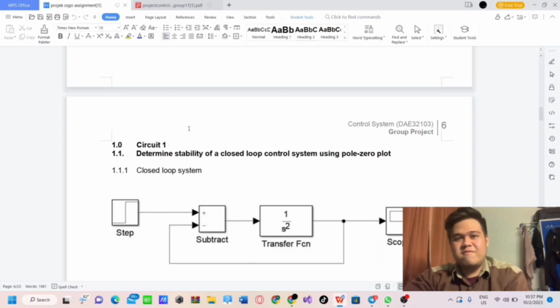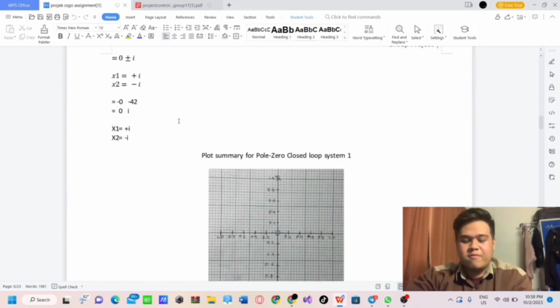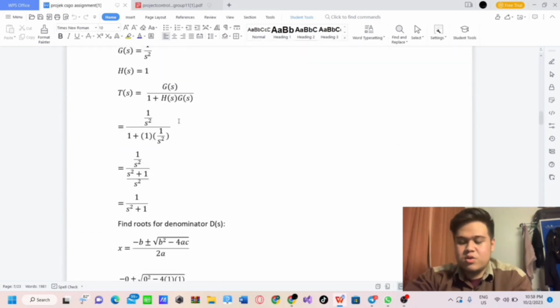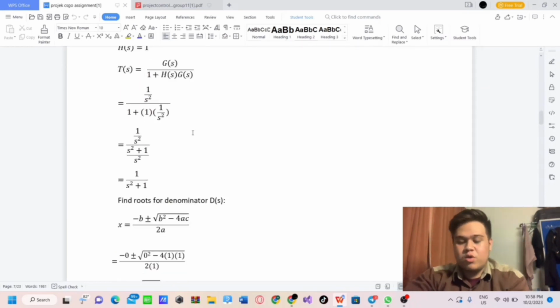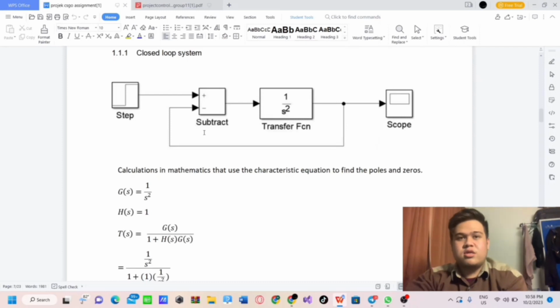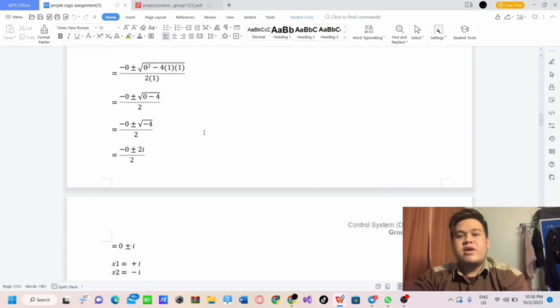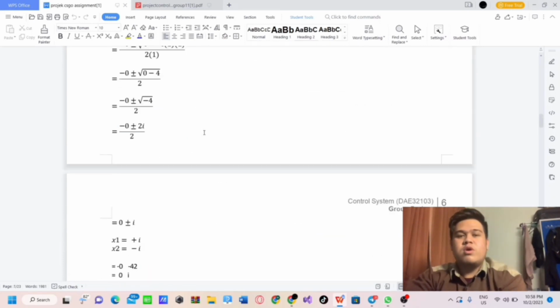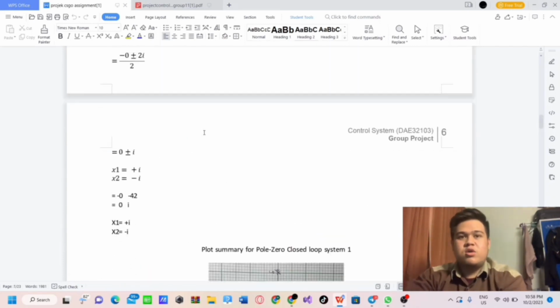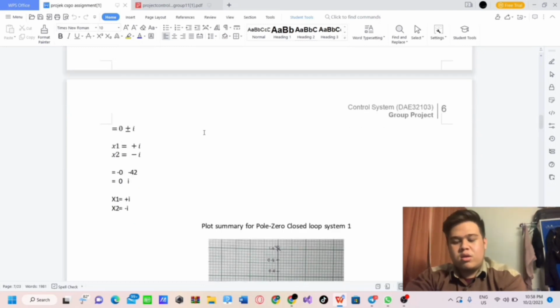For the first objective for circuit 1, firstly insert the formula to the Simulink to get the graph, and then for the calculation we use the closed loop formula to get the latest transfer function, and to find the x value we need to insert the equation using the quadratic formula and convert it to imaginary number.